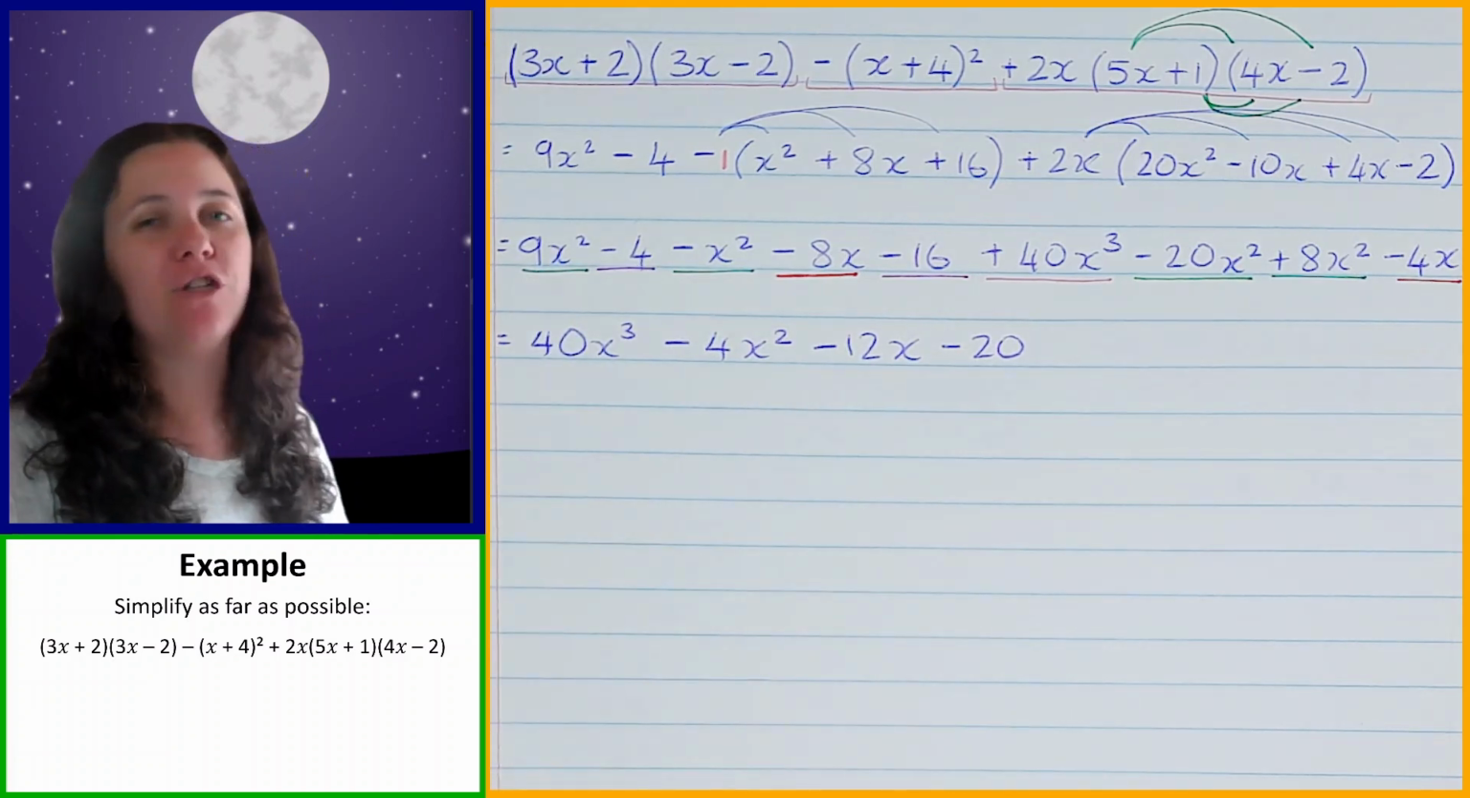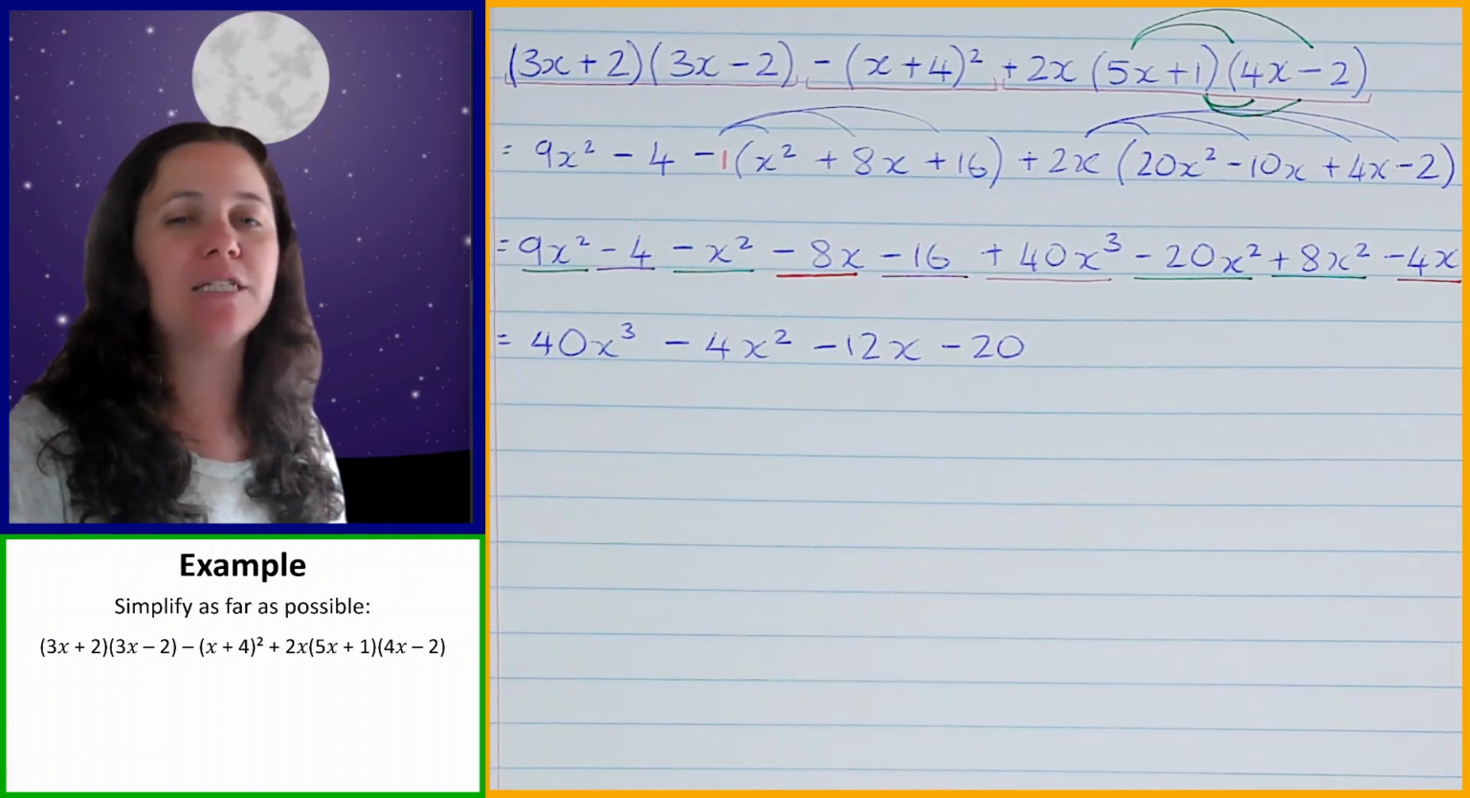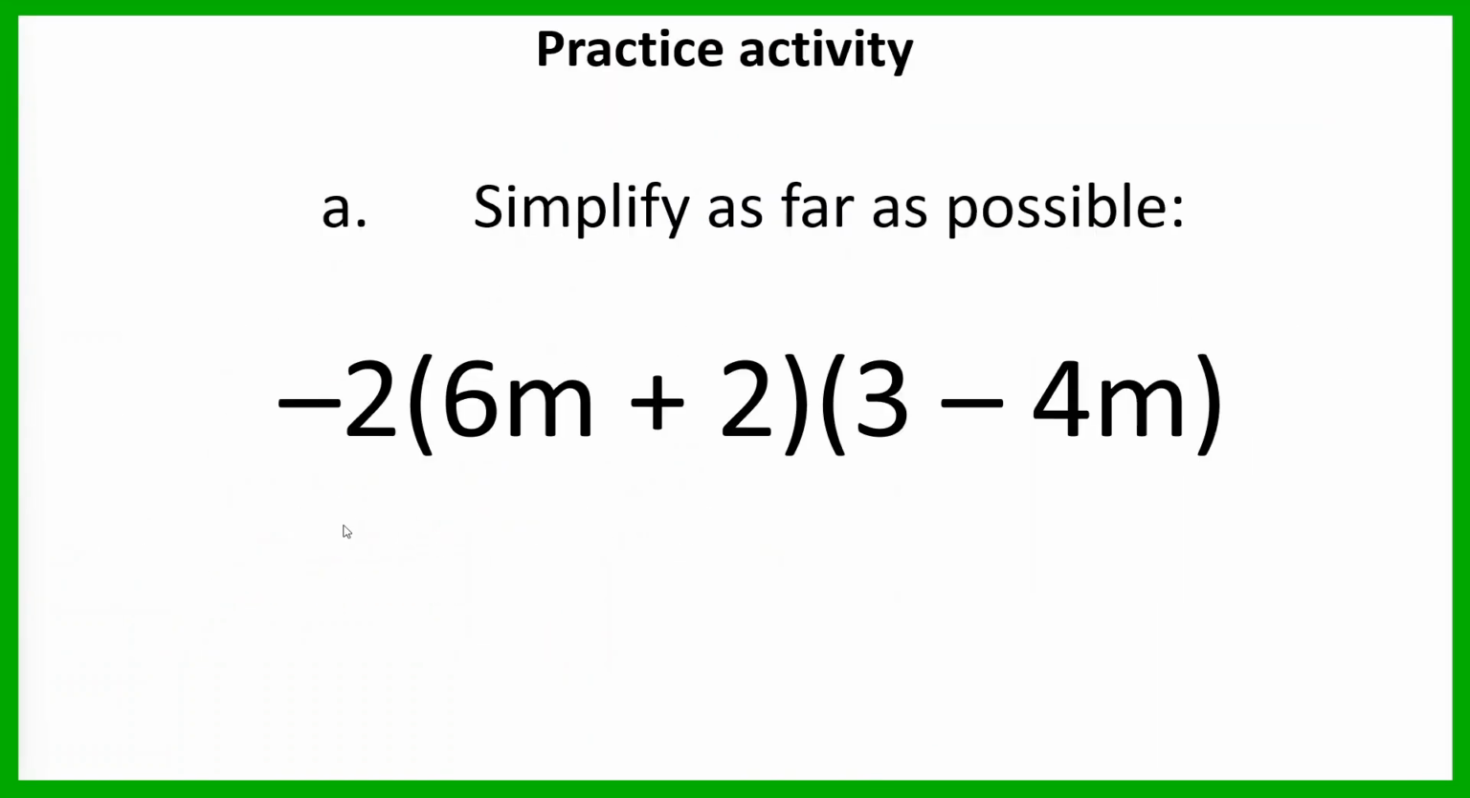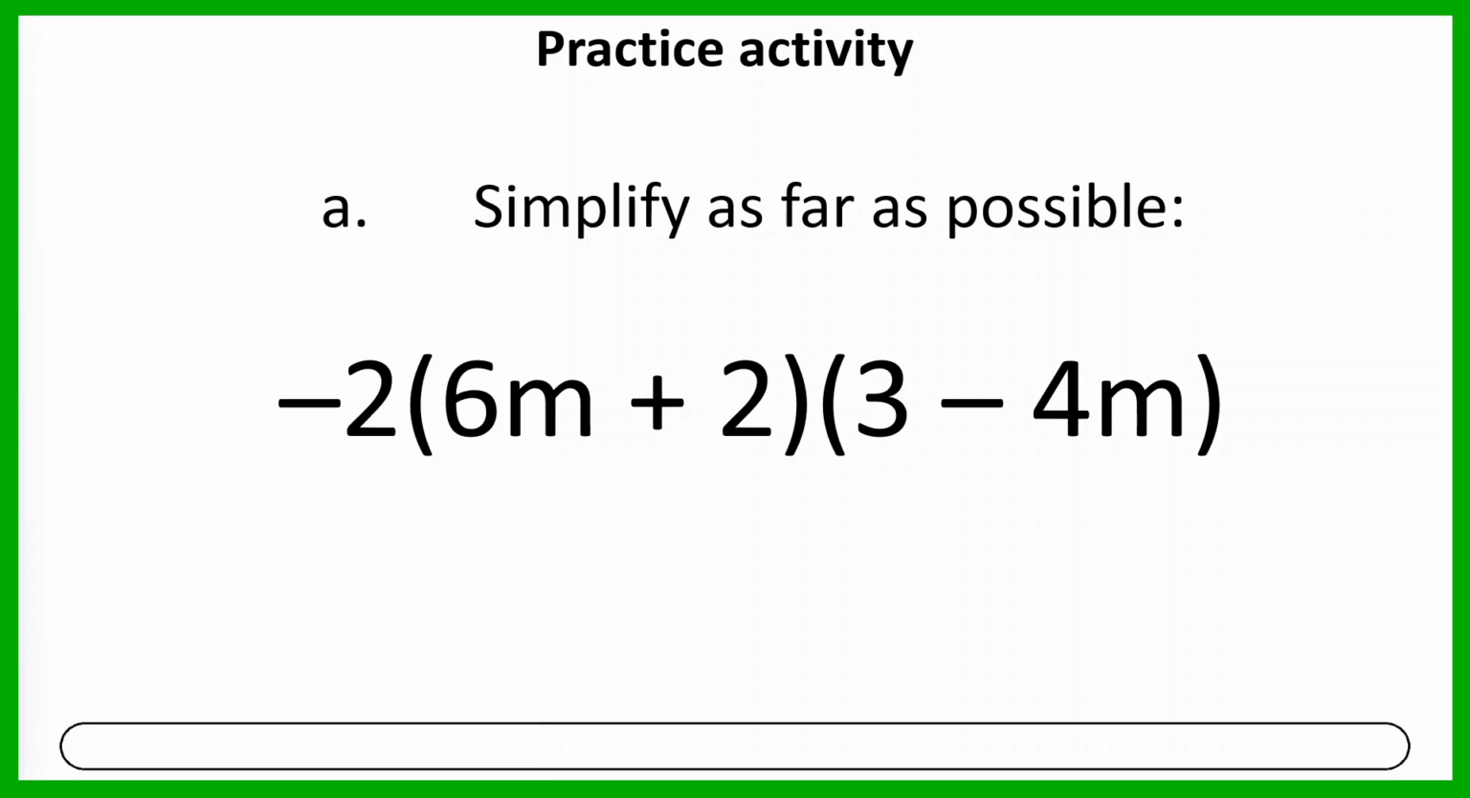Okay, so I'm going to give you a few that you're going to do for yourself. Here's the first one that you're going to do. We've got negative 2 and then in brackets 6m plus 2 multiplied by 3m minus 4. So I'm going to give you 1 minute to simplify this as far as possible.